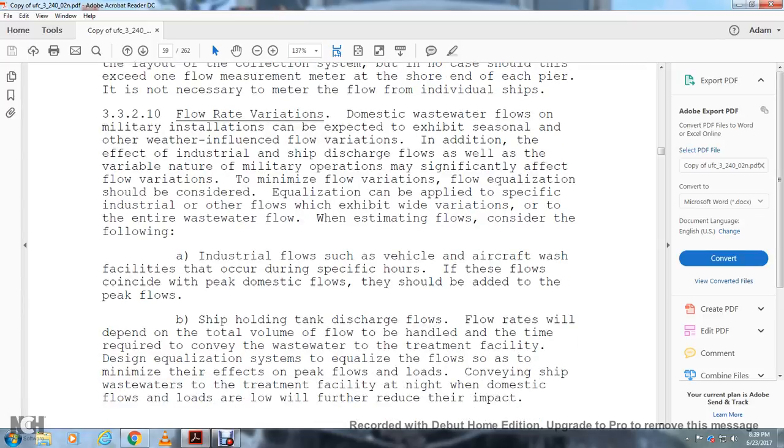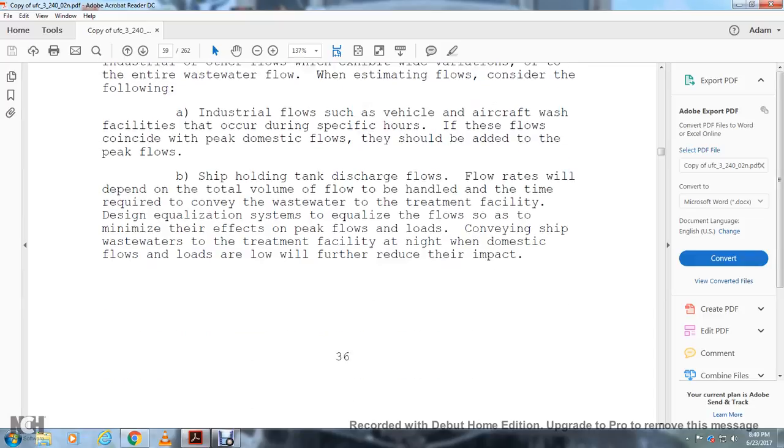Ship holding tank discharge flow. The flow ratio depends on the total volume of flow to be handled and the time required to convey the wastewater to the treatment facility. Design an equalization system to equalize the flow so as to minimize the effect of the peak flow load from conveying the ship wastewater to the treatment facility at night, and the domestic flow load will further reduce their impact.